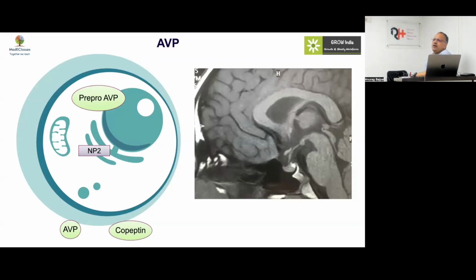Now, AVP is one hormone you can actually see on the imaging. So when you are looking at the posterior pituitary bright spot, it's actually the vasopressin which is present in the granule. So it's a very interesting thing. You're looking at a particular chemical which is there. So posterior pituitary bright spot suggests that you have stored AVP. Now, if you have absent posterior pituitary bright spot, it helps you in differentiating between central versus nephrogenic DI.